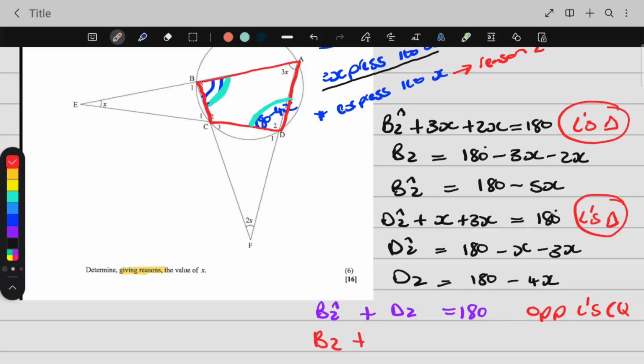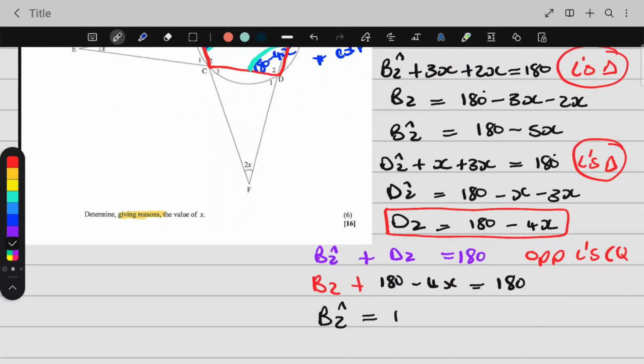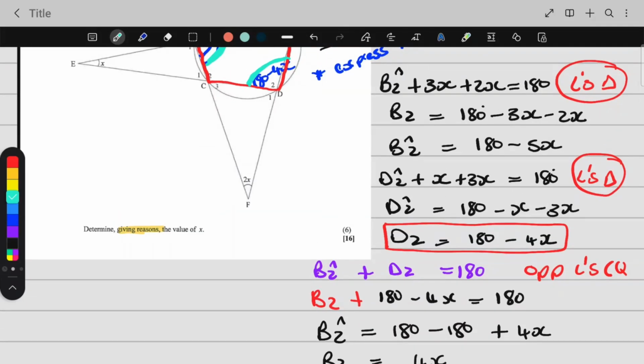So B2 plus D2, we worked out here's angle D2. D2 is 180 minus 4x. So 180 minus 4x, that must be equal to 180. Angle B2 is 180 minus 180 plus 4x. So angle B2 can also be expressed as 4x. I'm going to highlight for you. This is angle B2 and this is angle B2. Can you see? I have different expressions.